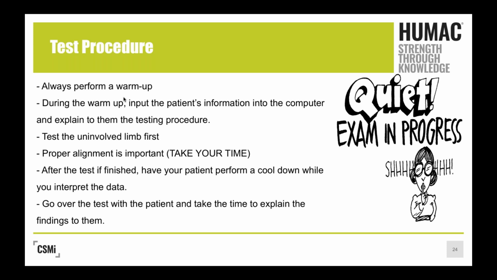Test the uninvolved limb first. Take your time setting them up. For ACLs, I test the quad of the uninvolved and I go right into the hamstring, all in one protocol. Then they stay on the machine and all you have to do is rotate and set up the other side. Again, take your time with that alignment.